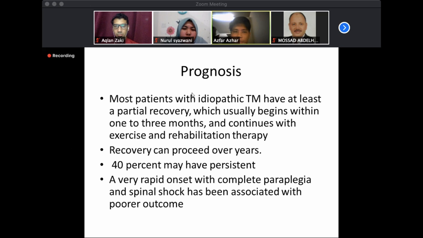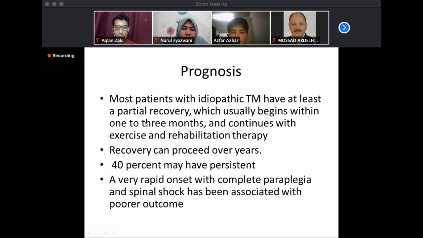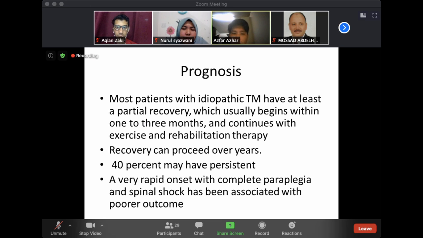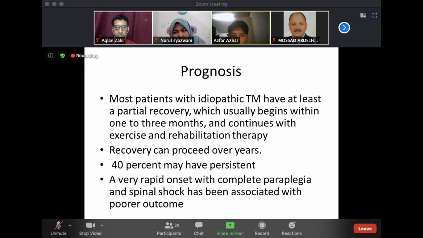Okay, so prognosis in transverse myelitis: most patients with idiopathic transverse myelitis have at least a partial recovery, which usually begins within 1 to 3 months and continues with exercise and rehabilitation therapy. Recovery can proceed over years, and 40% may have persistent deficits, and a very rapid onset with complete paraplegia and spinal shock has been associated with poorer outcome. Okay, that's for transverse myelitis.